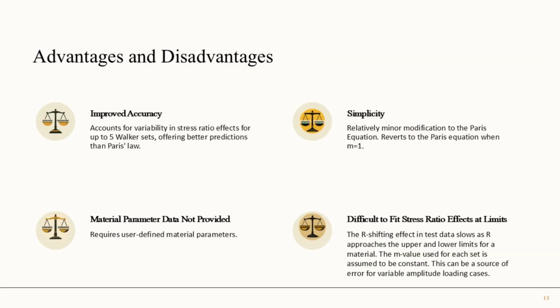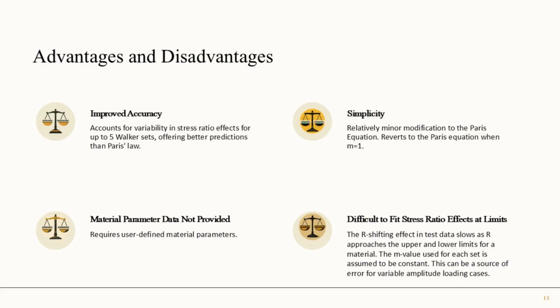All right, so here are some advantages and disadvantages. As I mentioned, we have more accuracy available because of the ability to change the m. It's simple. It's a closed form equation. Now, the data is really not provided in AFGROW. This is something you'd have to do yourself. And it's going to be difficult to fit stress ratio effects at the limits. And by limits, I mean what I call R low and R high.